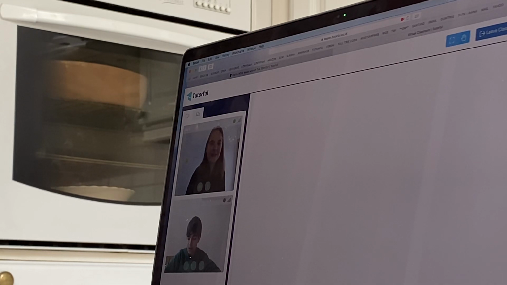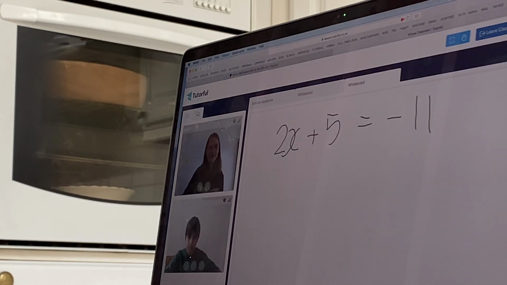So 2x plus 5 equals minus 11. What's the first thing we can get rid of? The plus 5. So how do we get rid of plus 5? What's the opposite of plus 5? Subtract 5. Perfect. So we're going to take away 5 on both sides.